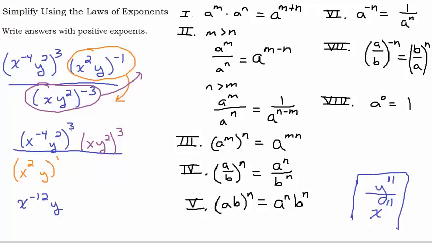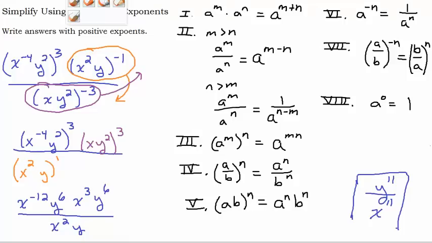Y to the 2nd to the 3rd, multiply those, get y to the 6th. X to the 3rd is x to the 3rd. Y squared to the 3rd, multiply those and get y to the 6th. In the bottom, you just have it to the first power, so it's just x squared y. Okay, then we could simplify the numerator by adding these exponents together.